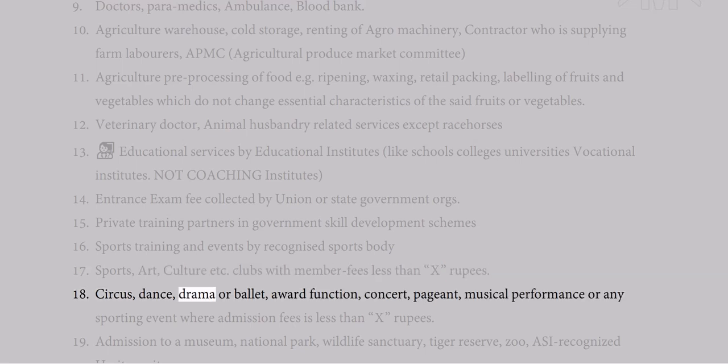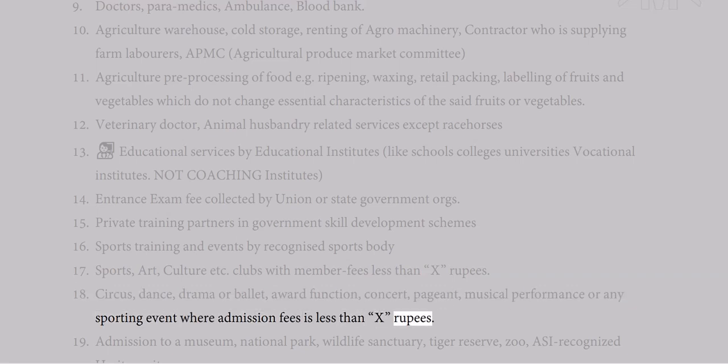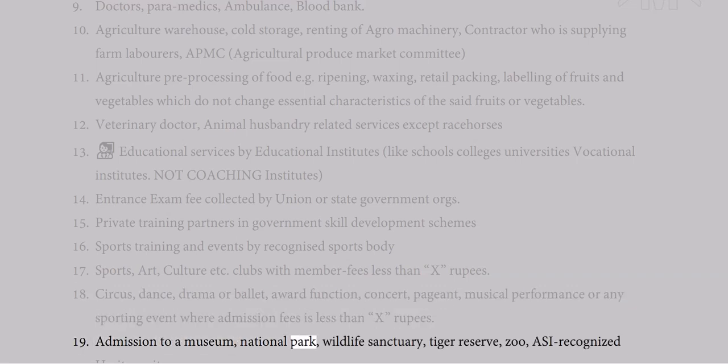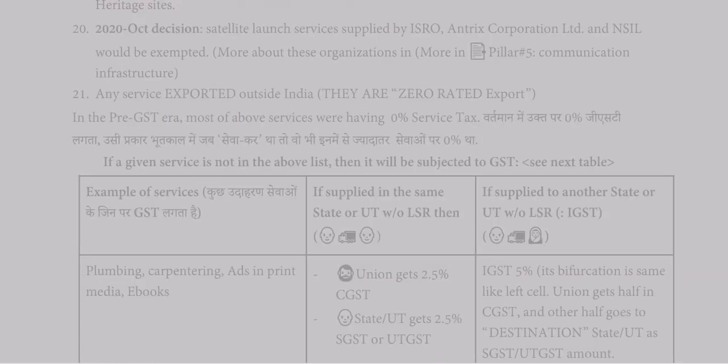18. Circus, dance, drama or ballet, award function, concert, pageant, musical performance or any sporting event where admission fee is less than X rupees. 19. Admission to a museum, national park, wildlife sanctuary, tiger reserve, zoo, ASI recognized heritage sites. 20. October 2020 decision: satellite launch services supplied by ISRO, Antrix Corporation Limited and NSIL would be exempted. More about these organizations in Pillar #5, Communication Infrastructure. 21. Any service exported outside India is zero rated export.